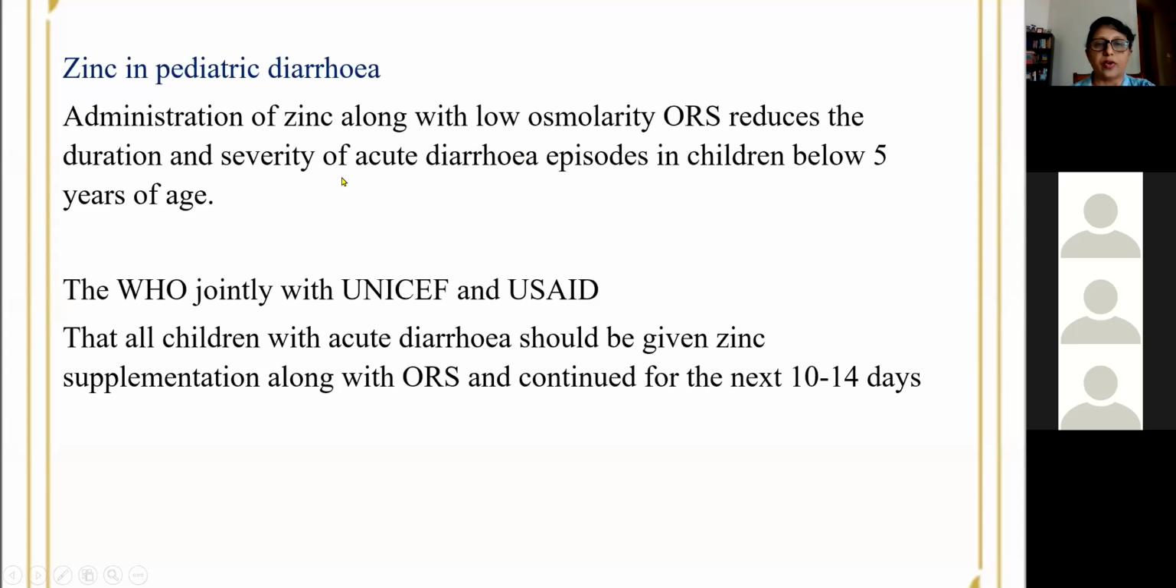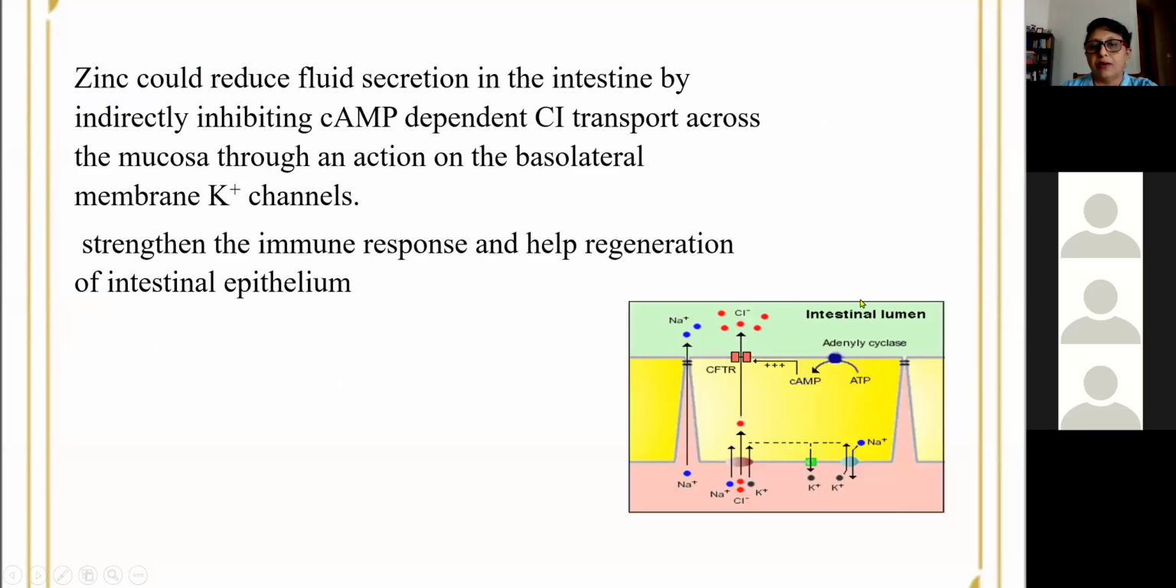Now, there is an ORS that also contains zinc. There are new ORS. So what is this zinc doing? It inhibits the cyclic AMP dependent chloride transport across the mucosa. This cyclic AMP dependent chloride transport causes the secretion of fluid, and this is inhibited by the zinc. That is the discovery. Like that, we will be reducing the secretion.